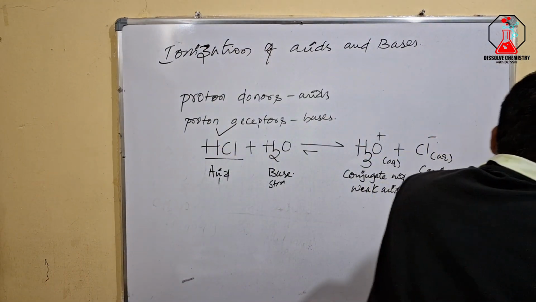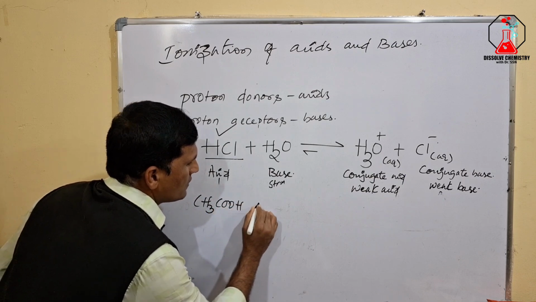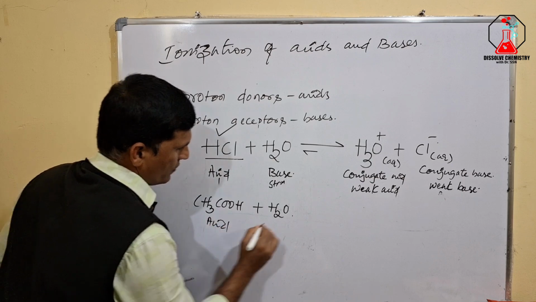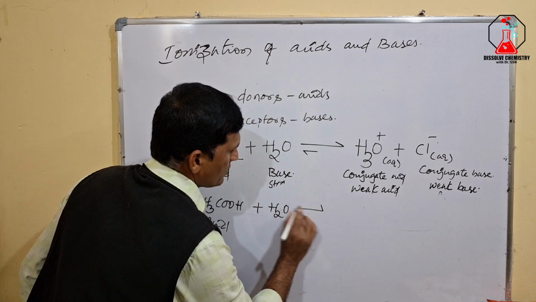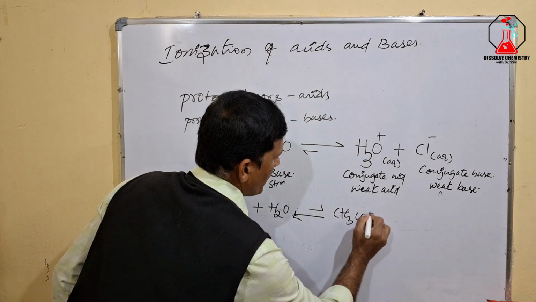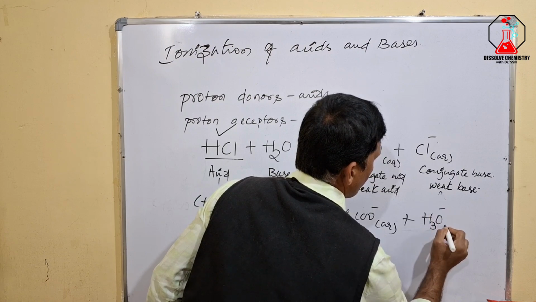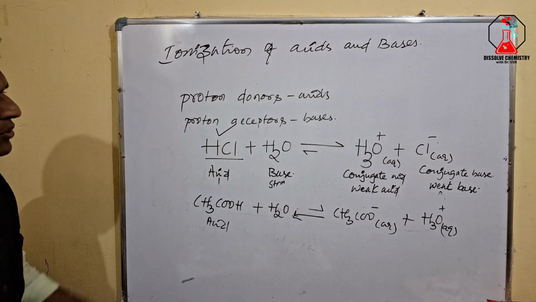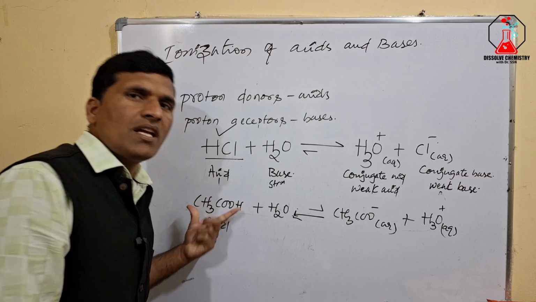Now we will take acetic acid. Suppose you take acetic acid and dissolve it in water. This is an acid, of course. Then what happens? It will form acetate ion (aq) plus H3O⁺ (aq). Now when you look at this, it undergoes only partial ionization.